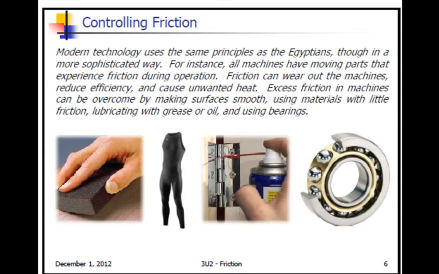Modern technology uses the same principles as the Egyptians, though in more sophisticated ways. All machines have moving parts that experience friction during operation, and friction can wear out the machines and reduce efficiency. So, excess friction in machines can be overcome by making the surfaces smoother, or replacing them or lubricating them. Using bearings, ball bearings, instead of flat surfaces is another way. That way there's less surfaces in contact with each other. And using smoother surfaces.